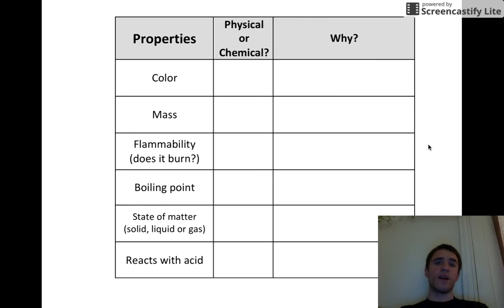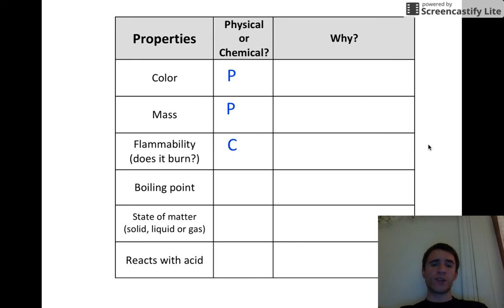Okay, that first one. Color is a physical property. Why? Because I can observe it without changing the substance. Mass, also physical. I can observe it without changing the substance. Flammability, however, as we already mentioned, is a chemical property. Make sure as we go through that you're filling in that Y column if you haven't already.